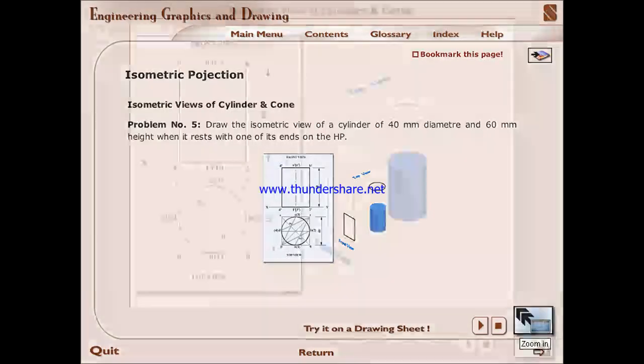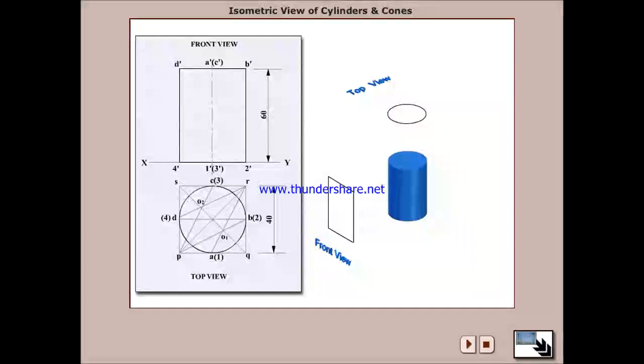Let us observe. This cylinder is like this. So with this, let us analyze physically what is happening in this problem.